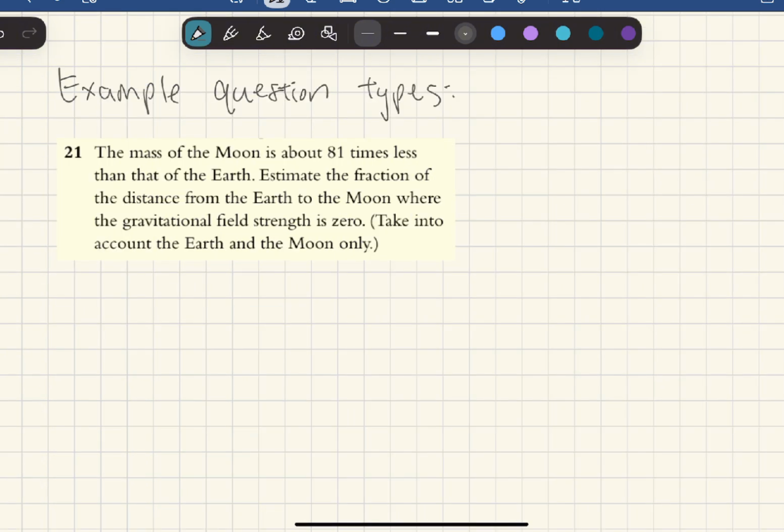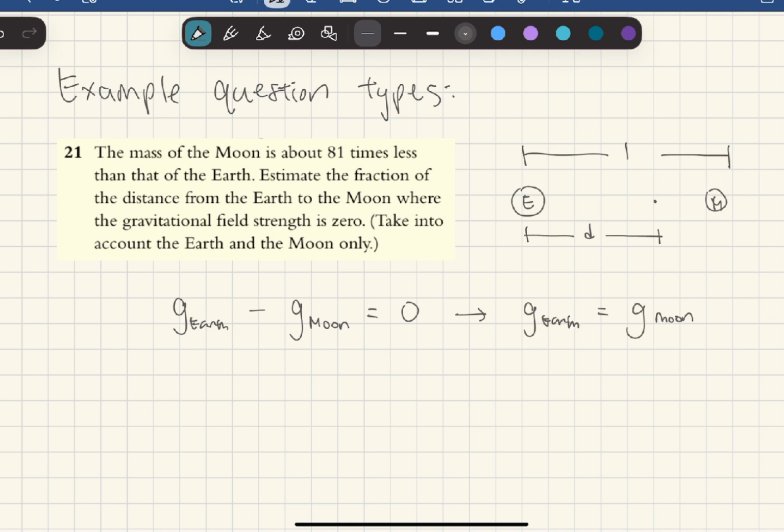Another type of question might ask you to estimate the fraction of distance where the field strength is 0. So first, Earth and the moon. Since it asks for a fraction, we can just set the total distance to 1. It's trying to find the distance to a point where gravitational field strength is 0. If it is this point, then we can estimate this as d. So at a point where g is equal to 0, this means that the g of Earth minus the g of the moon is equal to 0, which also means that they will be equal to each other.